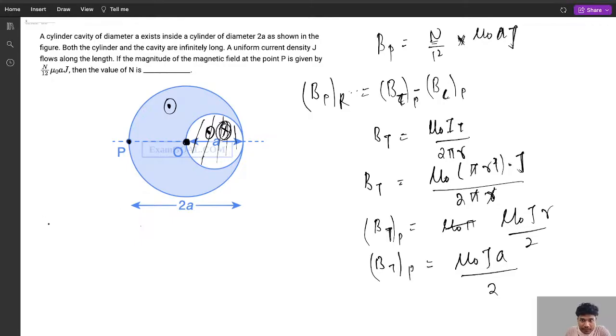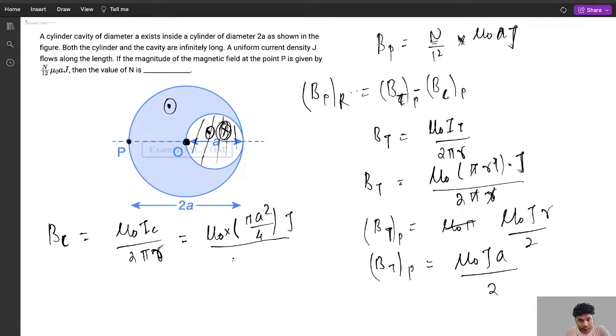Now find B due to cavity, that is mu naught I through the cavity upon 2 pi times the distance from the cavity, right? That is equal to mu naught I into the area of the cavity, that is pi A square upon 4 into J, upon 2 pi. What is the distance of the point P from the center of the cavity? This is A by 2 and this is A. So the total distance from here to here is 3A by 2, right?